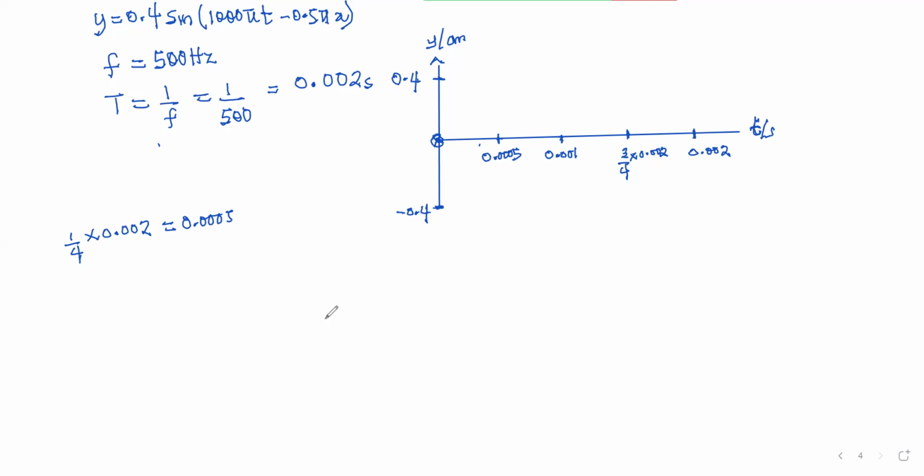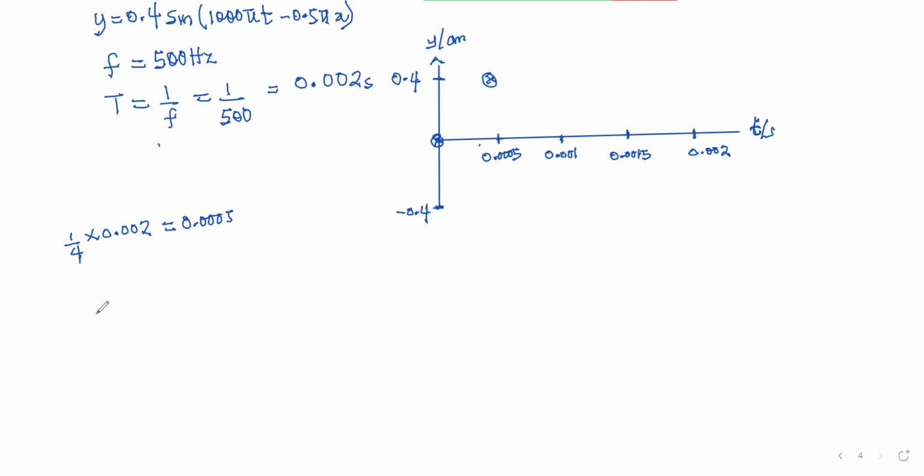Get 0.015. So 0.0015. And then the period. Now when t is equal to 0.005, this will give us the displacement will be equal to the period 0.4.